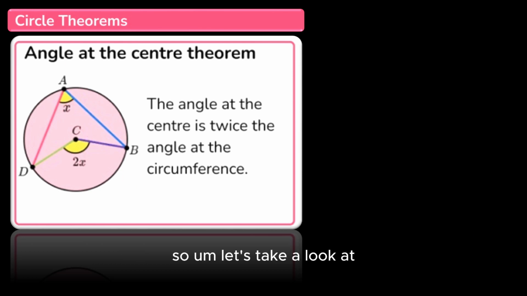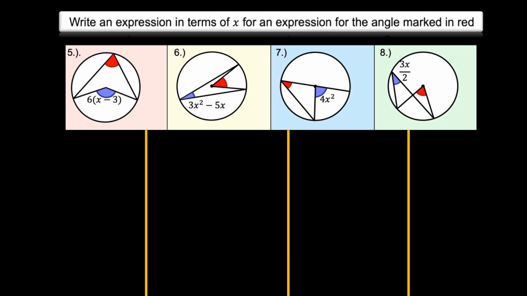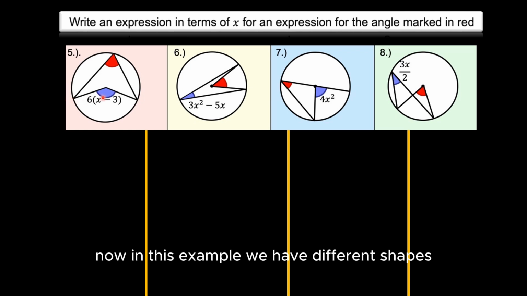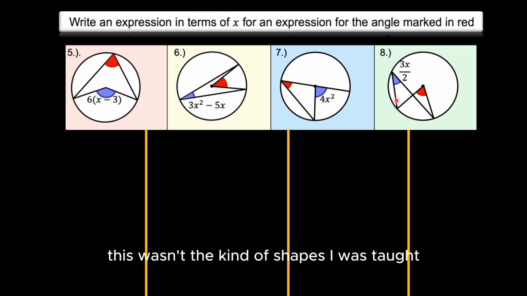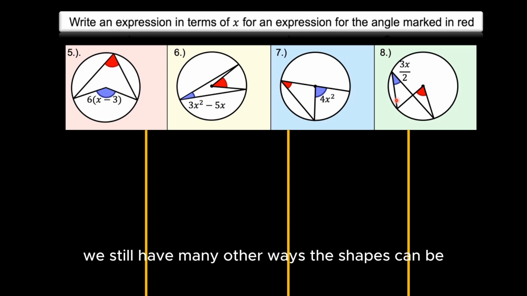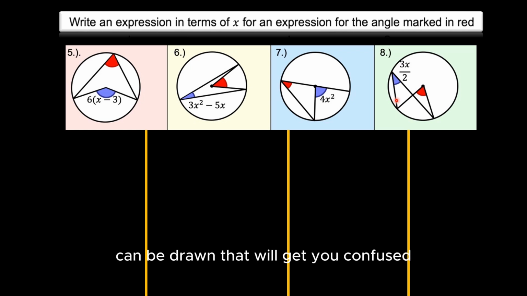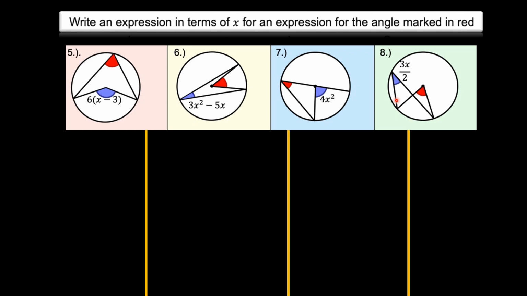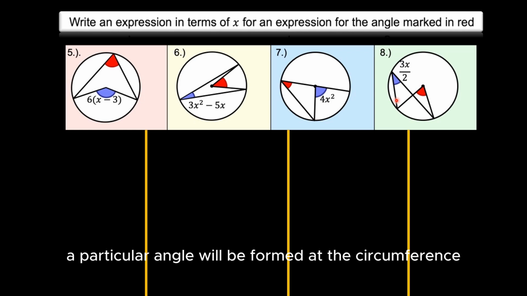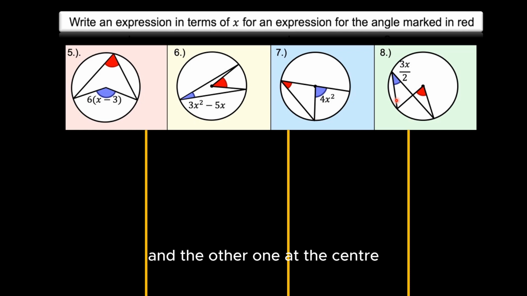So let's take a look at this example. Now in this example we have different shapes. They make the shape look like, oh, this wasn't the kind of shape I was taught. We still have many other ways the shape can be drawn that will get you confused, but so long as you understand the rule, the rule says that a particular angle will be formed at the circumference and the other one at the center.